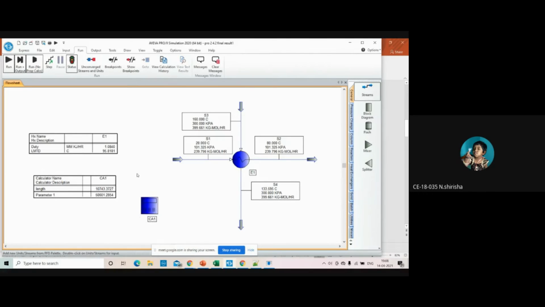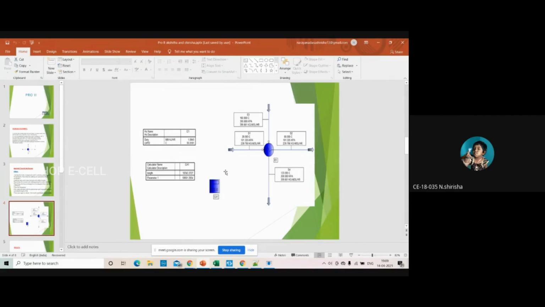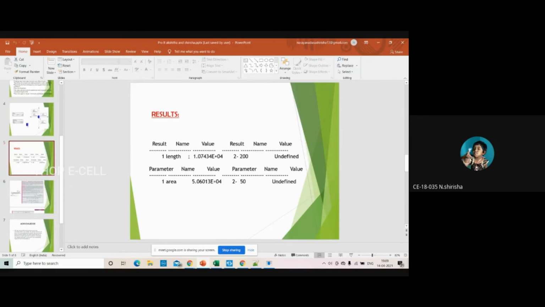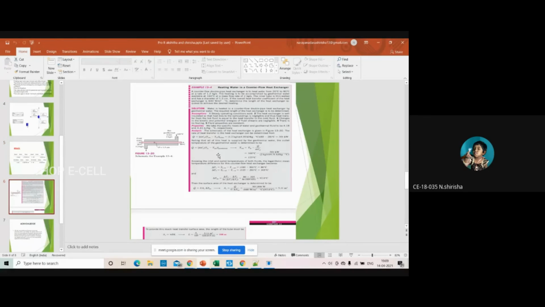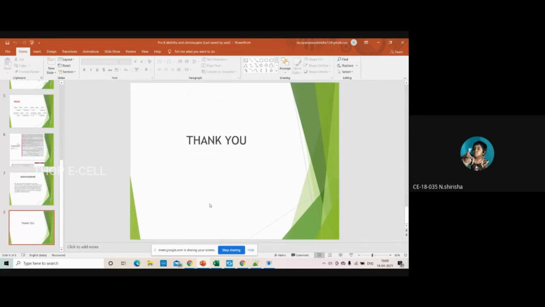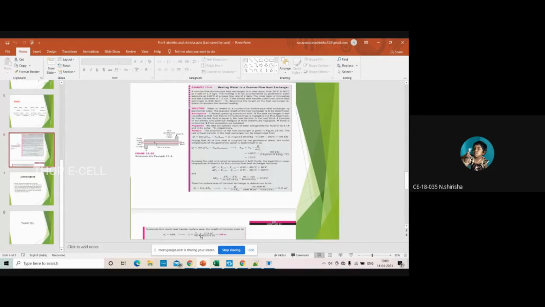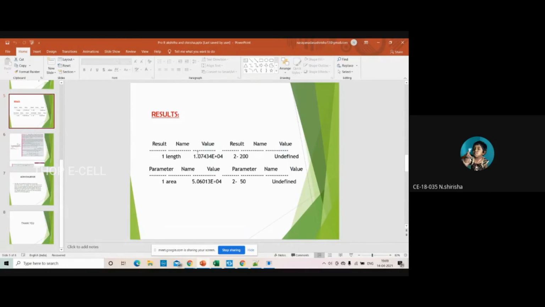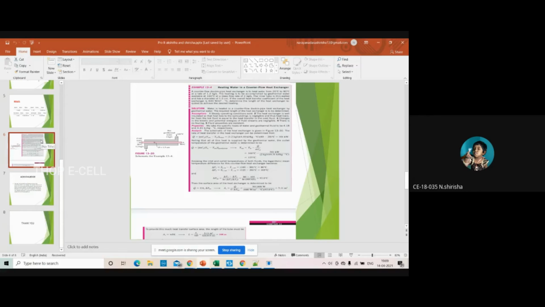So this is the method that I have used to calculate the length of the heat exchanger. Now we will compare these results with the textbook result. This is the result from the flow sheet I have used. I got the result, this is the resulting length, and this is my textbook problem, heat transfer. As we compare the results, the length is 108 meters in the textbook and here it is 107 meters.